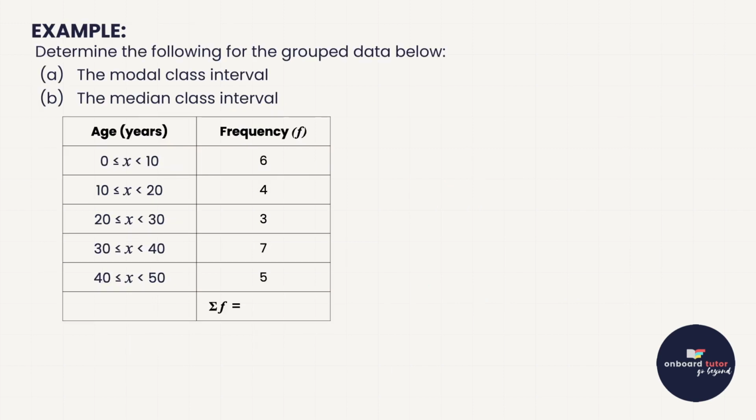So here we have an example. It says, determine the following for the grouped data below. So straight away I can see data has been put into groups of 10. We are organizing people by age, and they want us to work out the modal class interval and the median class interval. Okay, so mode we know means most, and median we know means middle.